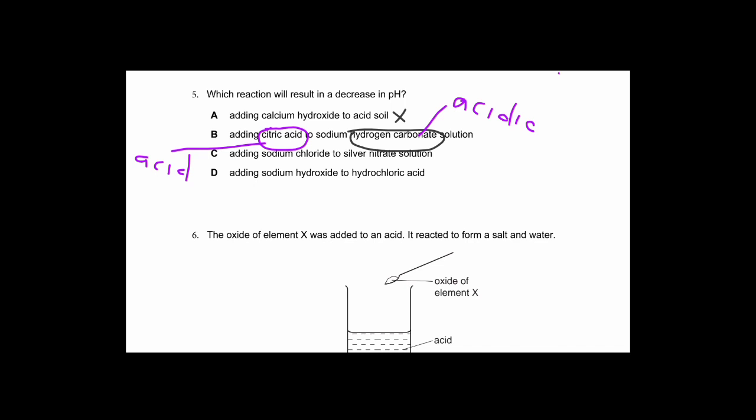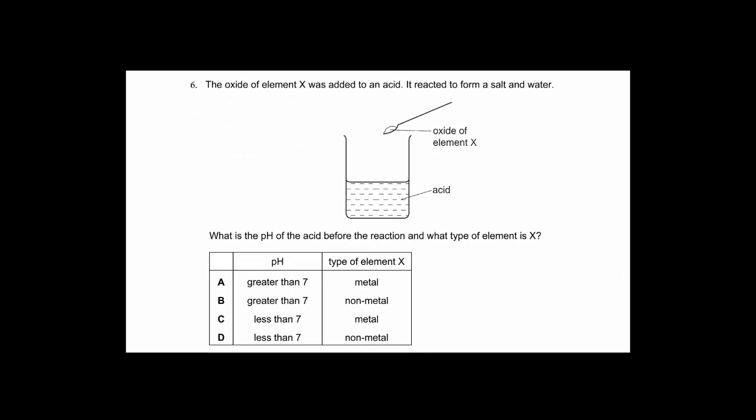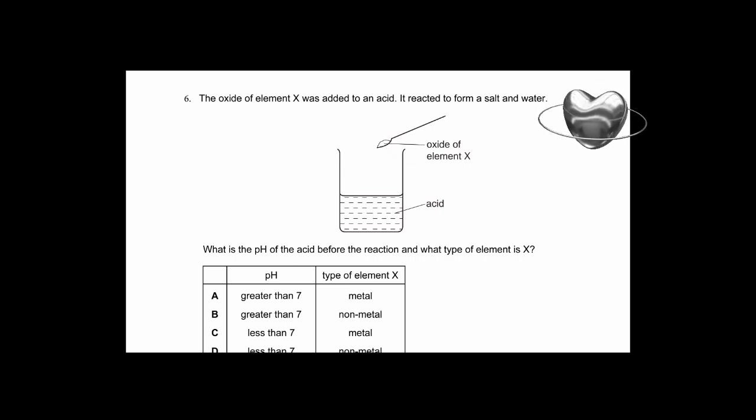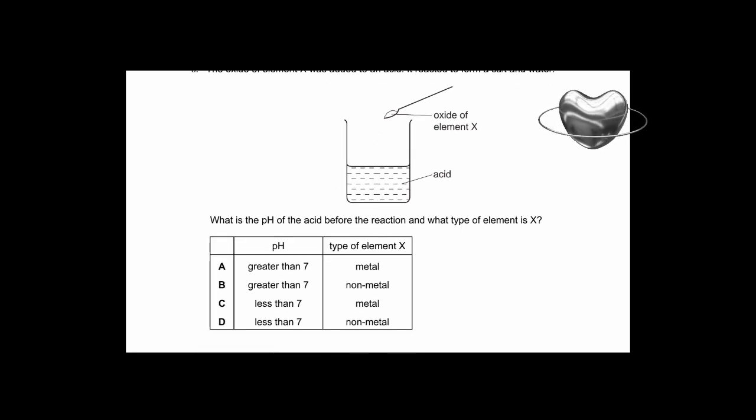C, adding sodium chloride to silver nitrate. This is not possible. D, adding sodium hydroxide to hydrochloric acid. This is neutralization. It is not possible. So the only possible answer is B. Question number 6. The oxide of element X was added to an acid. It reacted to form a salt and water. As we can observe from what we have in the beaker, what is the pH of the acid before the reaction, and what type of element is X?